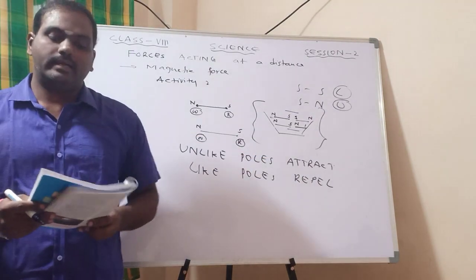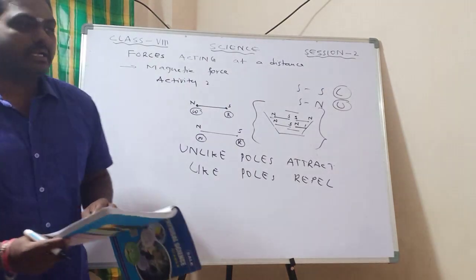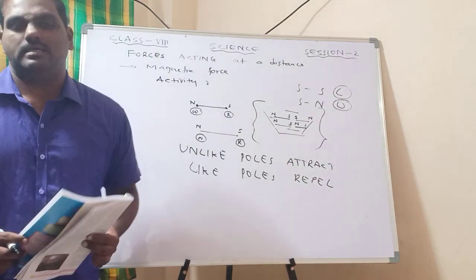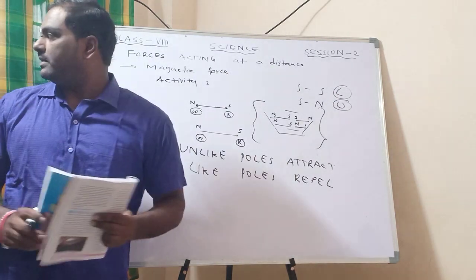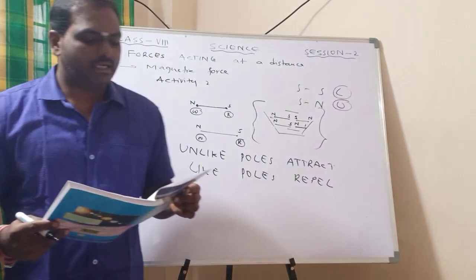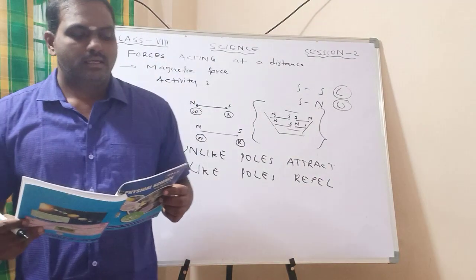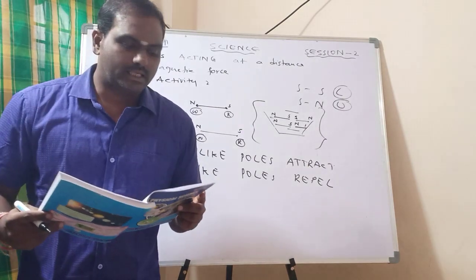That you have to understand: the magnetic force without physical contact. Whenever it comes near, automatically it will attract. That you have to understand from this topic. Okay. Next. Now, you have learned this in the 6th class. Like poles of two magnets repel each other, and unlike poles attract each other.